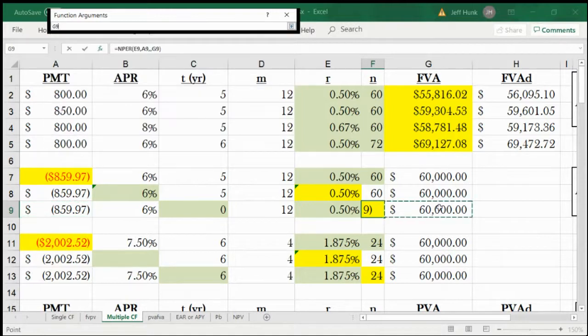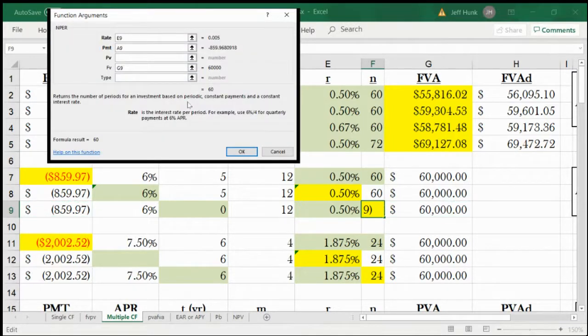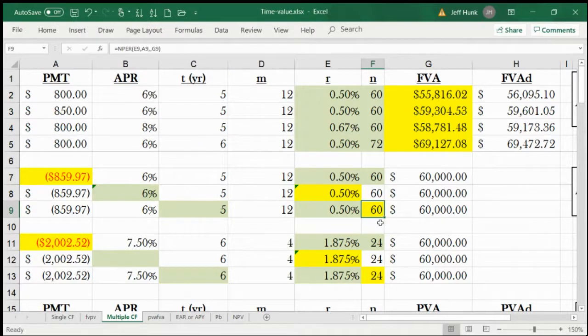Give it the future value. Type, just leave it blank because it's ordinary. And you see 60 already. Hit OK, you got 60 here, right? So once again, you can solve it either with Excel's built-in function or by formula. But no, I want you to use formula.